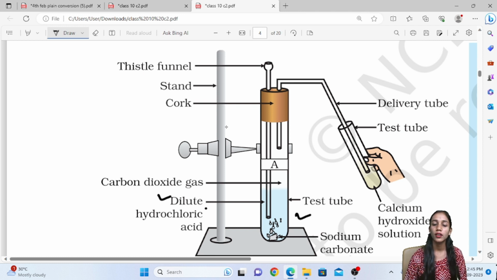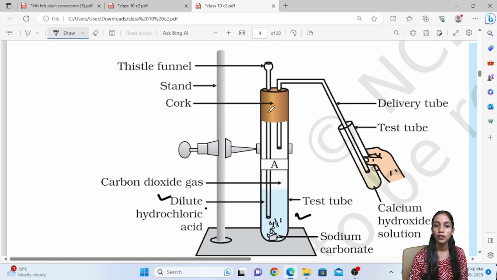Now also here we need to determine how we know that this gas produced is carbon dioxide gas only and not any other gas. For this confirmation, to prove this, we bring a solution of calcium hydroxide over here.